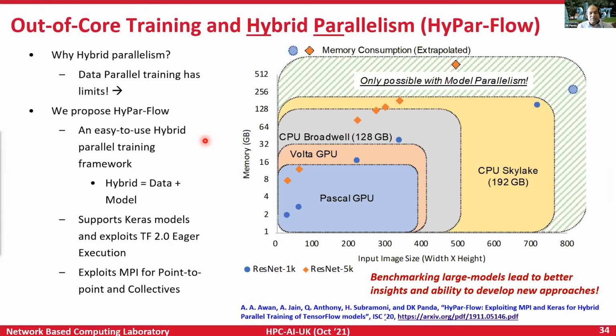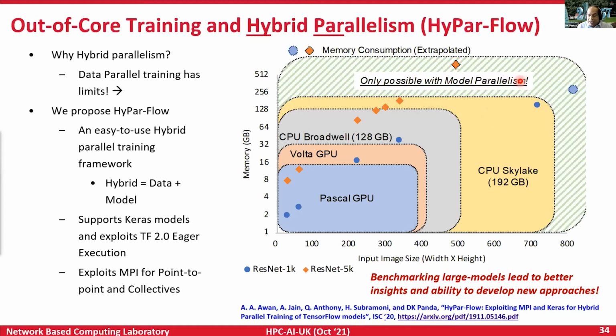And as I said, if you take a look at the input image sizes these days, they are continuously increasing, and model sizes are increasing. Now, if you take a look at how much memory is available in different GPUs and CPUs, at some range you see data parallelism is impossible to do. Okay? So this is where you need to come up with model parallelism.